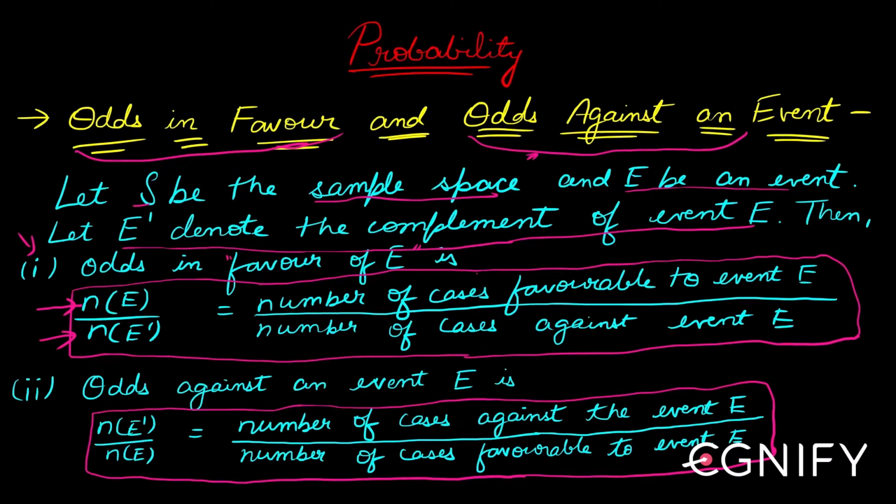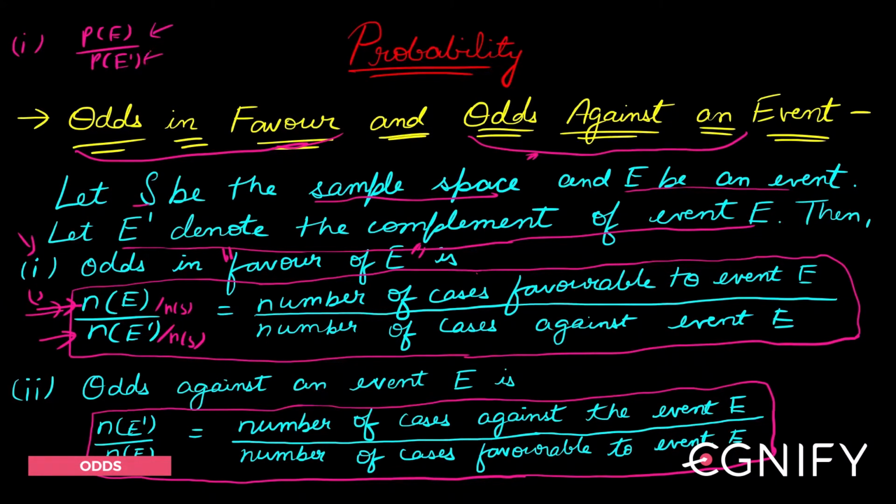I can also write this as P of E by P of E dash, right? And why can I do that? Because if you divide by N of S in both numerator and denominator, you will get P of E by P of E dash, right? That's your first thing. So remember, whenever you get odds in favor of, you will put P of E and then divide that with P of E dash.